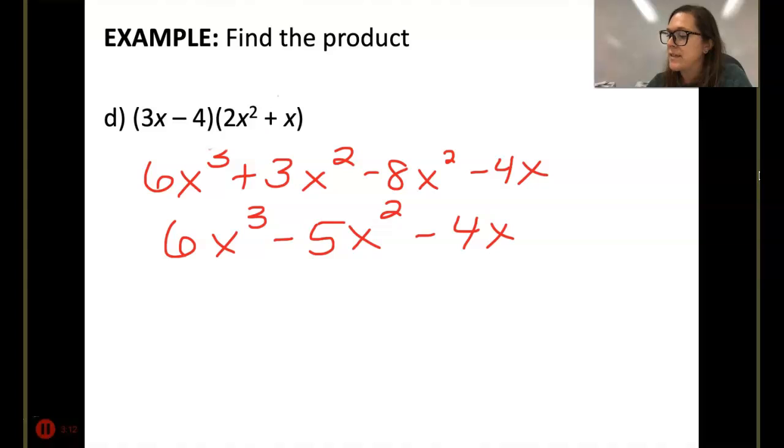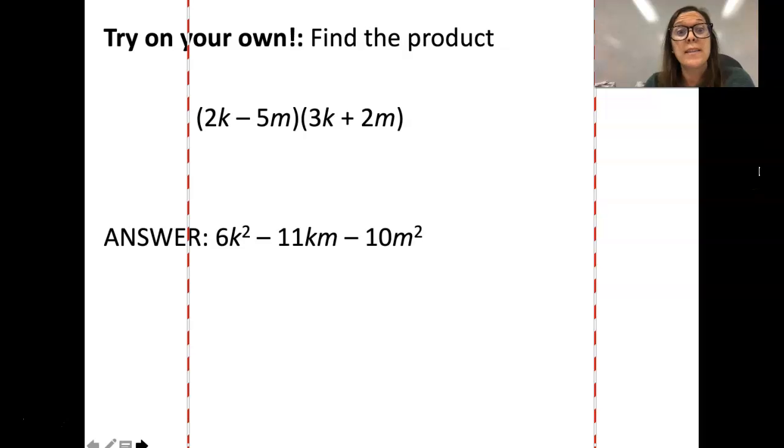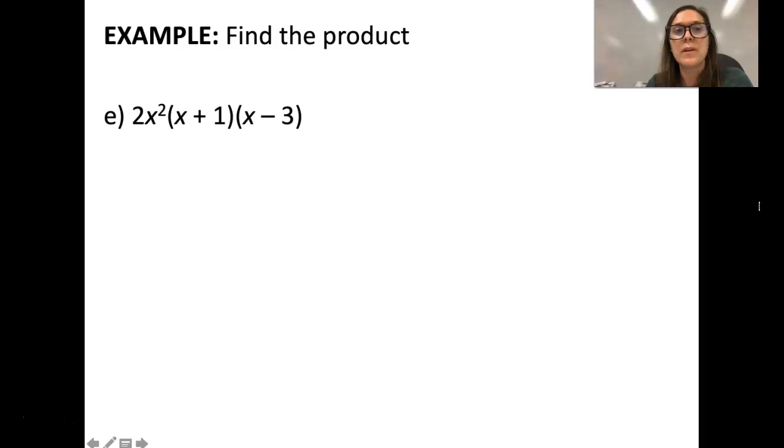Because remember, FOIL is first, there's your 6x to the third, outer, which would be your 3x squared, inner, -8x squared, last, gets you your -4x, right? So that is your FOIL, just double distribution, right? Okay, very good. Try this one on your own. Did you get 6k squared minus 11km minus 10m squared? Hopefully you did. All right, let's keep on plugging away to get to bigger and better.